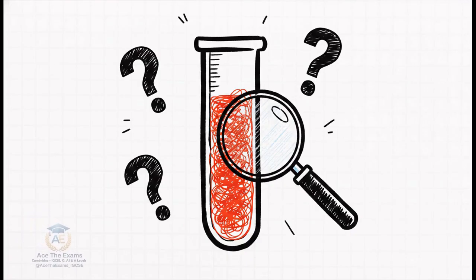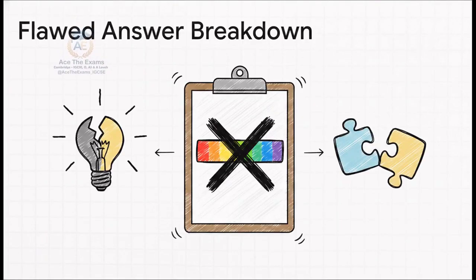Pause for a second and think about the analytical levels we just went over. Can you spot exactly which of the 3 examiner warnings this student totally ignored? Where does this fall short? Let's break it down. First, it completely fails to use specific terminology. Saying more sugar is a super vague concept. The examiner needs to see higher concentration of reducing sugar.